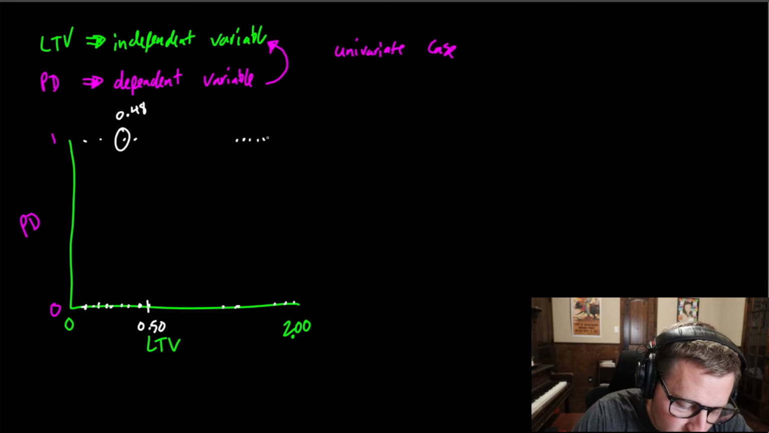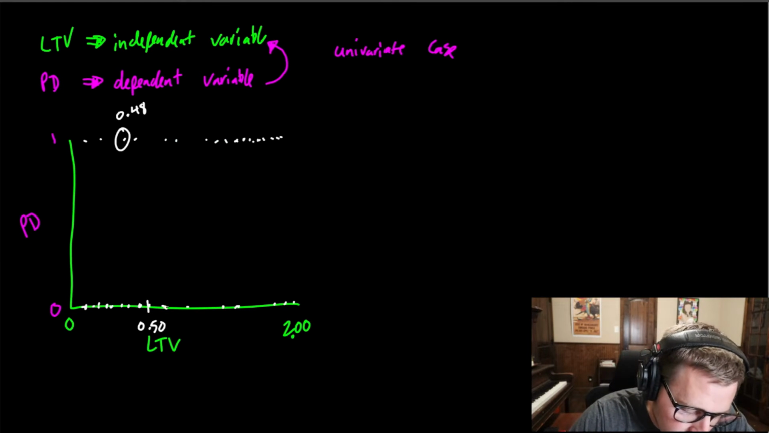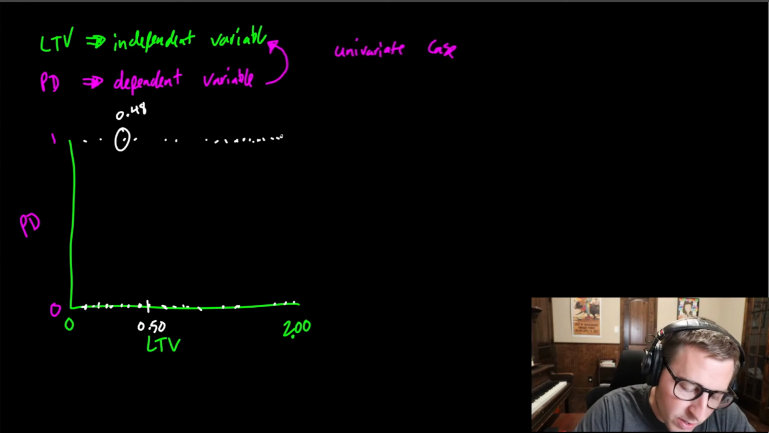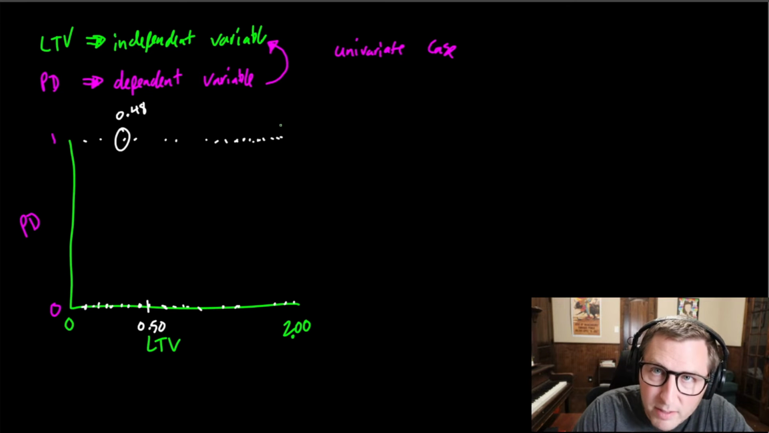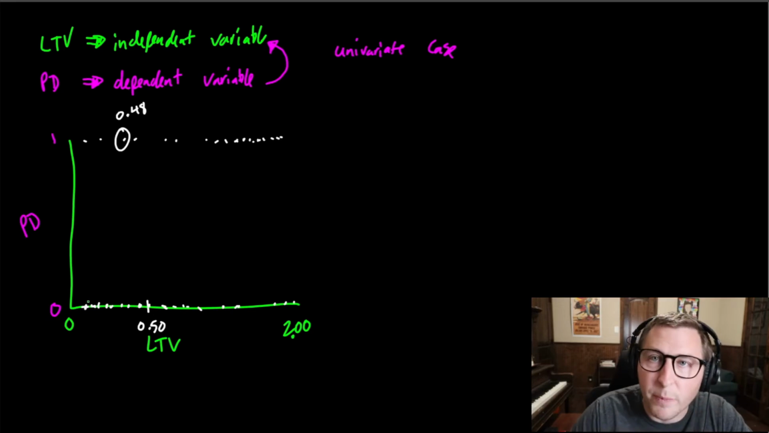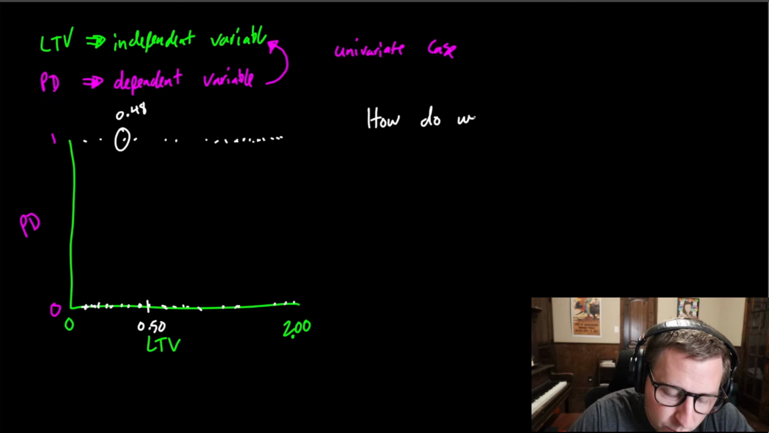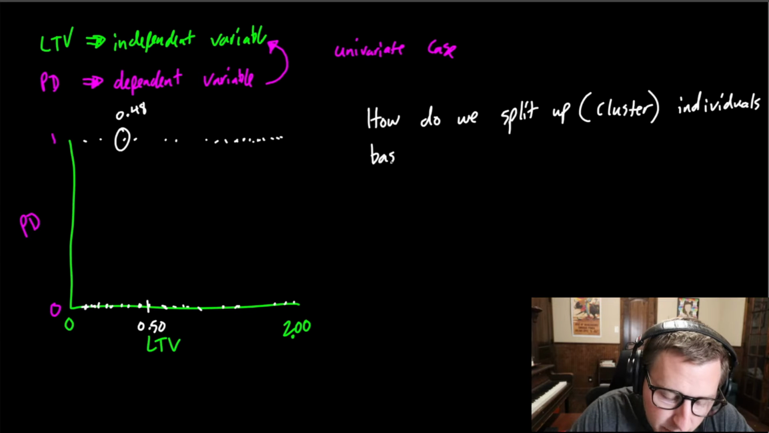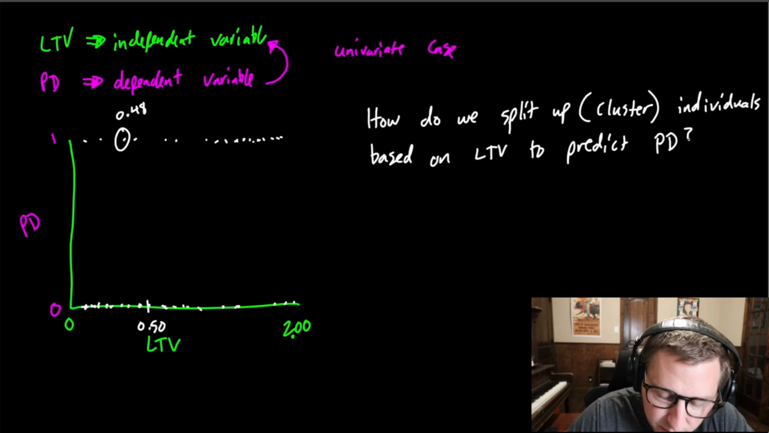What we're going to do here is the majority of these data points are going to be clustered in this section where we have high LTVs. And of course we're going to have, like I said, some overlap in between them in general. But really what we're seeing here is that there are pockets, right? There are multiple pockets, and you might end up noticing there are different groups here. And the entire intuition of a decision tree is answering the question: how do we split up, or more specifically, cluster individuals based on LTV to predict PD, probability of default here.